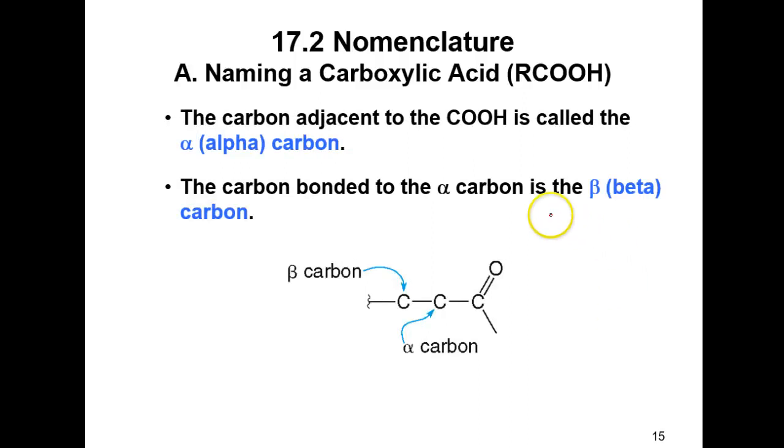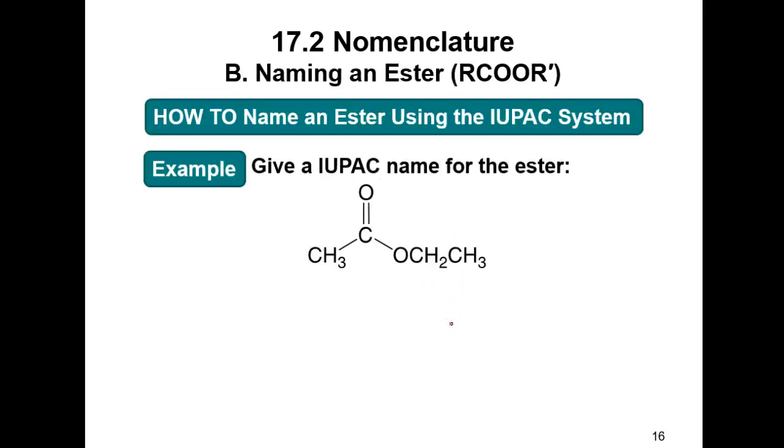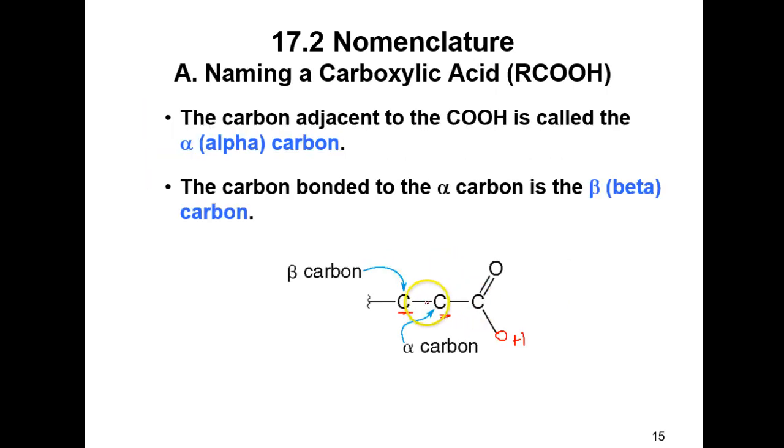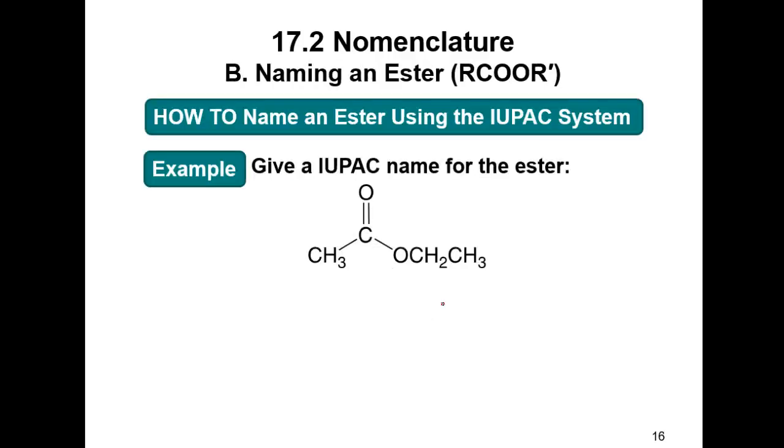The carbon adjacent to the carboxylic acid is called the alpha carbon. So this carbon right next to the carbonyl in a carboxylic acid, that should be an OH right there, is called the alpha, and this is called the beta carbon. If you have groups hanging off of here, rather than saying 2-hydroxy whatever, they call it alpha hydroxy. We'll see that when we get to a different type of molecule later in this chapter.